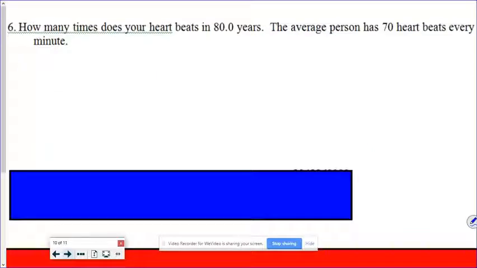Pause this, try this next problem. All right, so what are we starting here? We got 80 years. This is 70 heartbeats every minute, so that's actually a conversion factor. So I'm going to start with 80 years again.